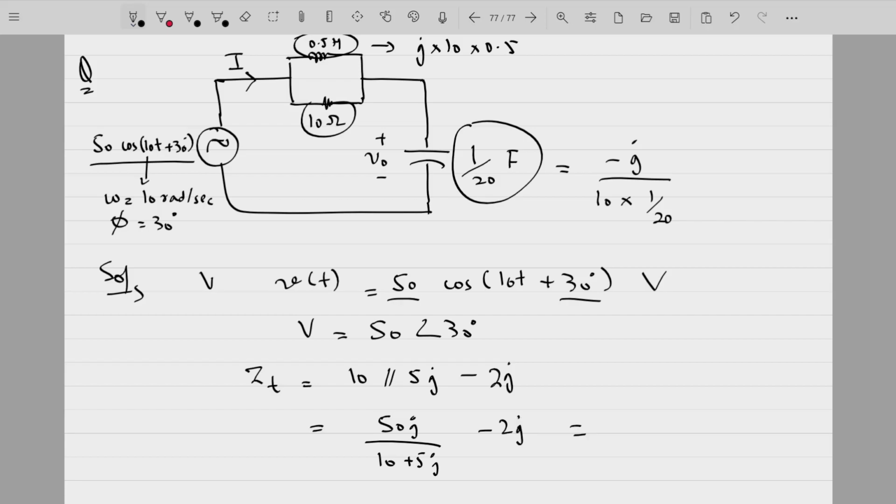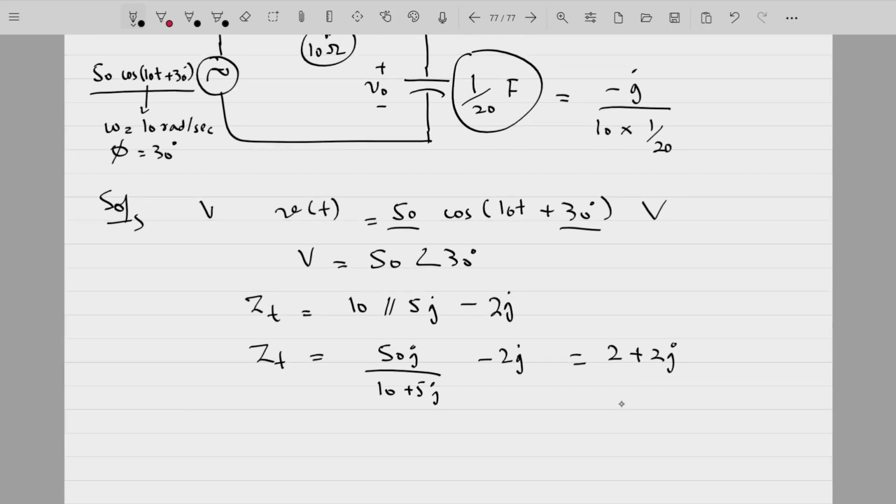This is 50J. 2 plus 2J. Fine. तो टोटल ZT आपका 2 plus 2J है. तो कैलकुलेटर्स पे आप डायरेक्टली इसको आर एंगल थीटा फॉर्म में भी पुट कर सकते हो. सो दिस इज 2.82 एंगल 45 degrees.